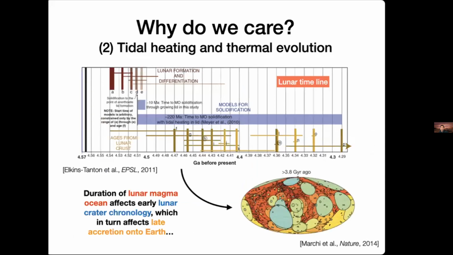It turns out the early thermal evolution of the moon is still quite controversial, and people are still debating how long the lunar magma ocean lasted. This is a compilation of things related to early lunar chronology, and this middle row shows two contrasting models for the lifetime of the lunar magma ocean, 10 million years here to 200 million years. This uncertainty affects the early lunar crater chronology. And because lunar crater chronology is a main observational constraint on the intensity of late accretion, this debate on the lunar magma ocean falls back to early Earth evolution. So early evolution of the lunar distance touches on quite a few different issues.